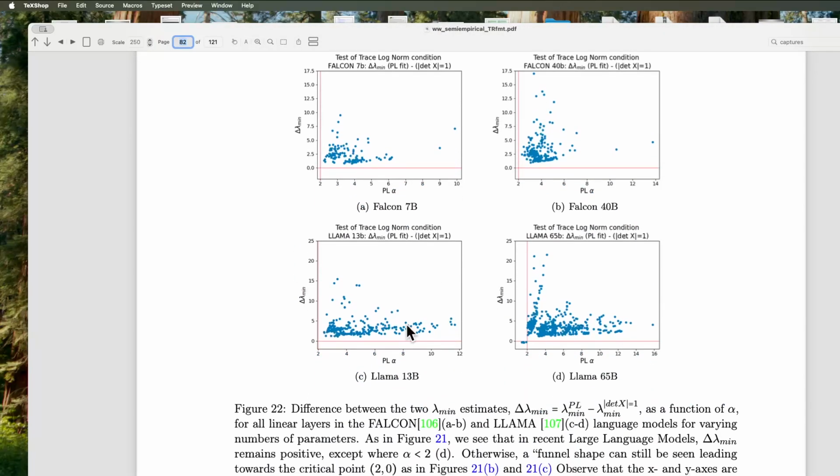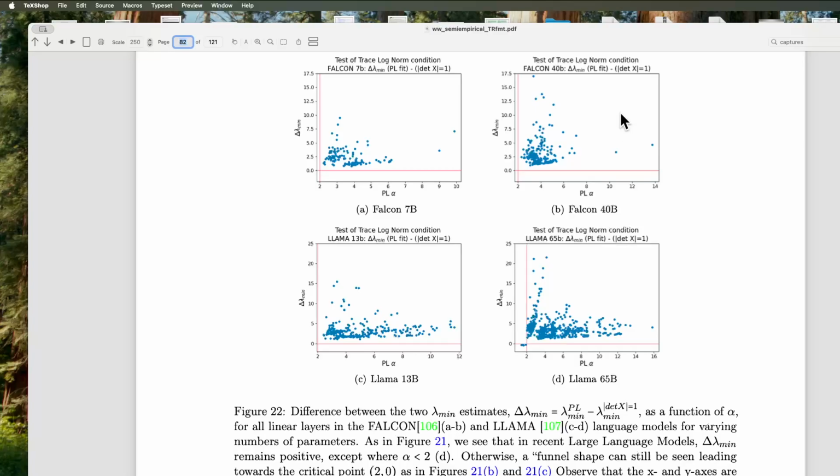And you can also see it in Falcon, in Llama. You see these same kind of plots that as your layers get better and better, these two conditions tend to approach each other. And sometimes they're almost exact. As the models get bigger, these things get better. This is what WeightWatcher is doing.